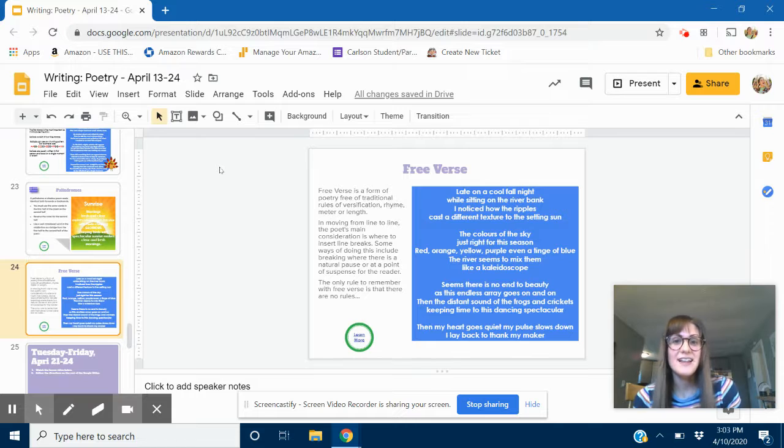Late on a cool fall night, while sitting on the riverbank, I noticed how the ripples cast a different texture to the setting sun. The colors of the sky, just right for this reason, red, orange, yellow, purple, even a tinge of blue, the river seems to mix them like a kaleidoscope. Seems there's no end to beauty as this endless array goes on and on. Then the distant sound of the frogs and crickets keeping time to this dancing spectacular. Then my heart goes quiet, my pulse slows down. I lay back and thank my Maker.